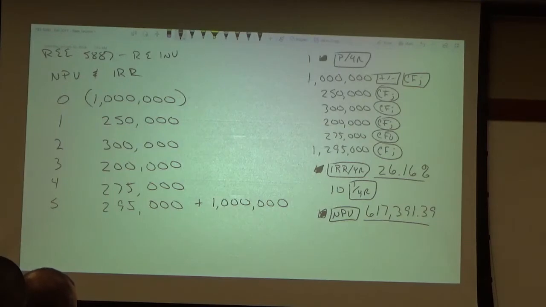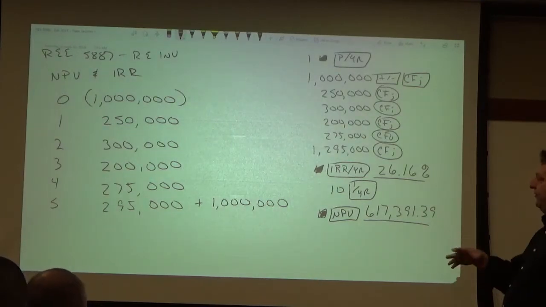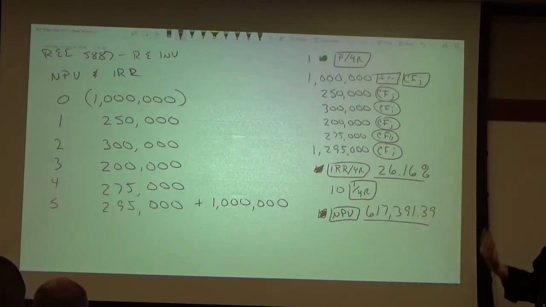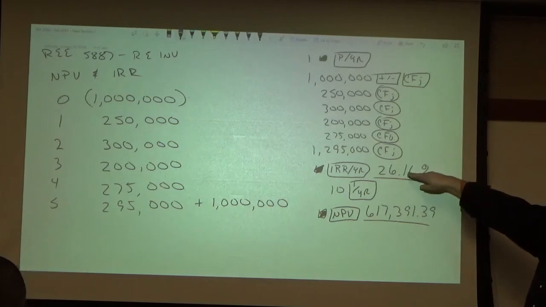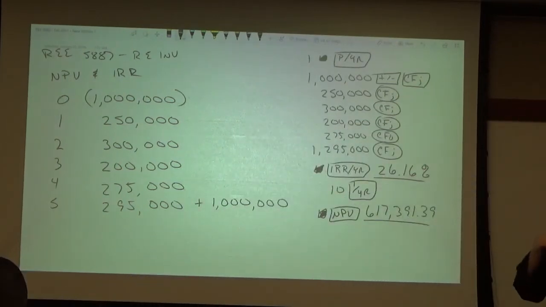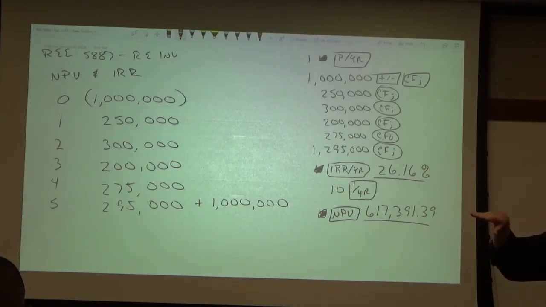Now, in this particular project, we already know before doing the calculation for the NPV that we meet that hurdle rate, because the actual rate of return for the project is 26%. So it's clear we have met the hurdle rate of 10%. Is everybody cool with that? But why do we need to do this calculation?